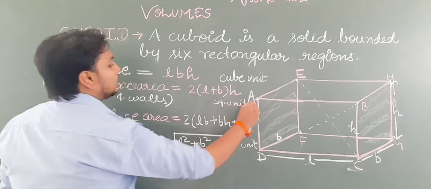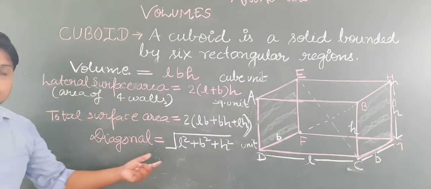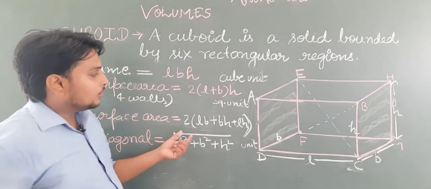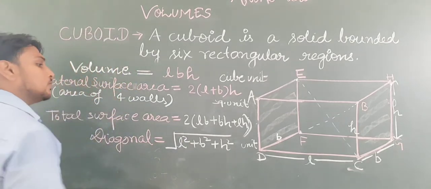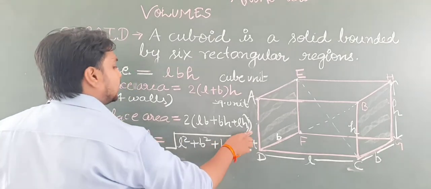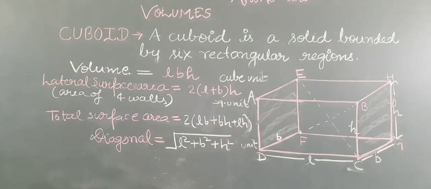Square unit means if it is given in centimeter, then it will be centimeter square, and if it is given in meter, then it will be square meter, or meter square. So here also it is in square unit. Okay, now you can pause the video and note it down. Just pause the video and note it down.